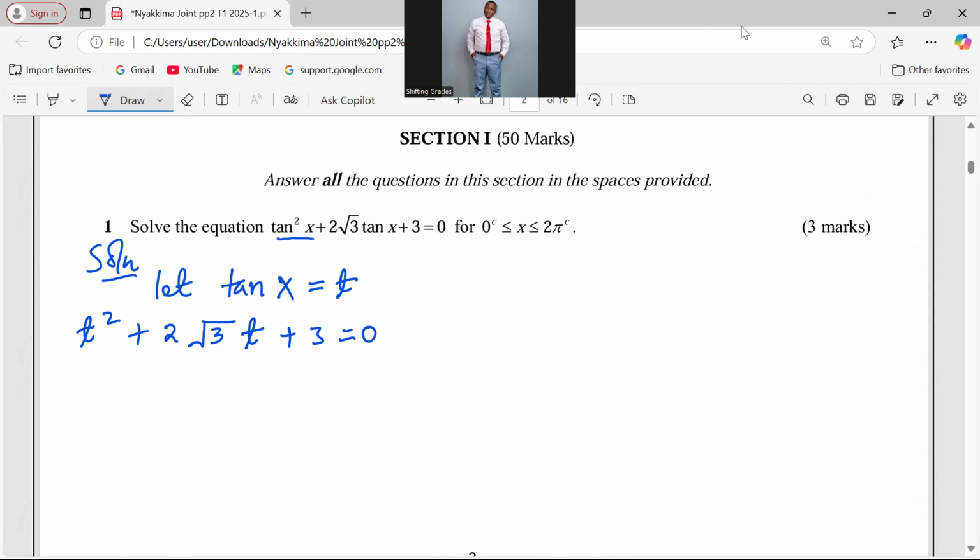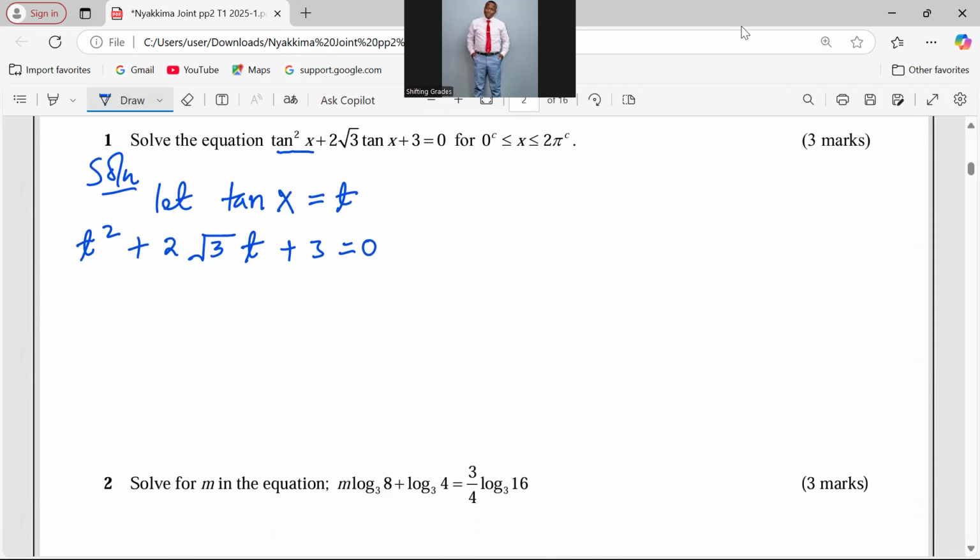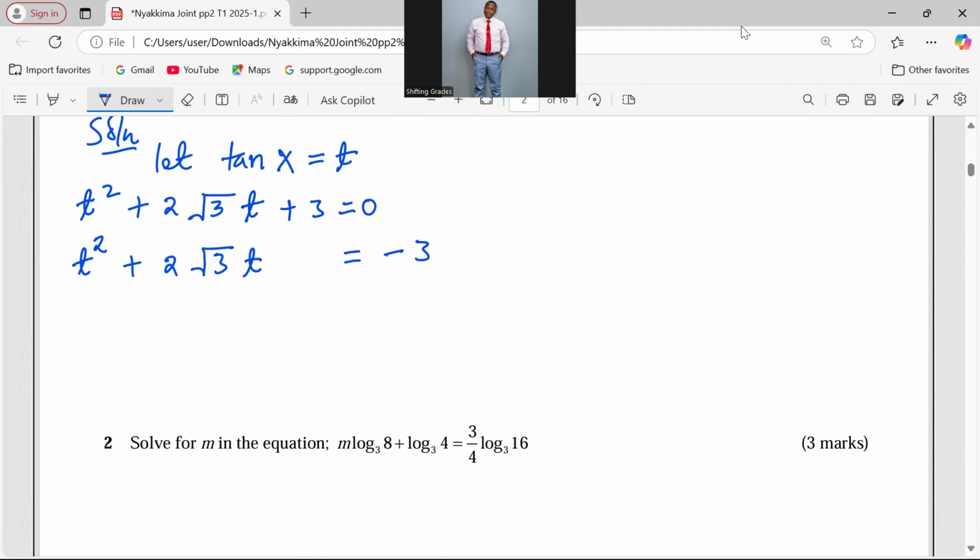So now we can solve this quadratic equation. t squared plus 2 root 3 t equals, we take 3 to the other side, whereby it becomes negative. Yeah, that is what you're supposed to know. Once 3 has become negative, we are now supposed to add a constant.